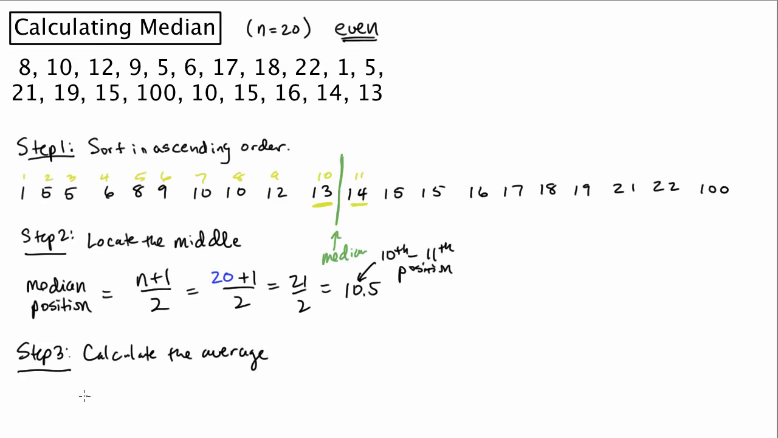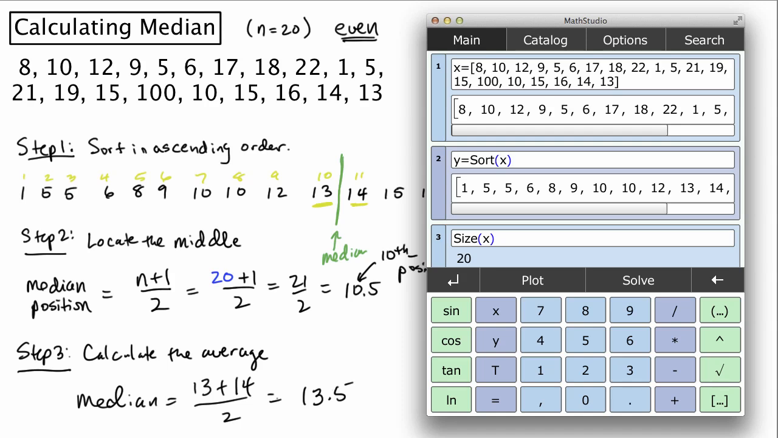Well, in this case, you would have that the median for this problem is the average of position 10 and position 11, which is just the point halfway in between, 13.5. Now, if we were in our calculator, this could actually be made pretty easy for us.